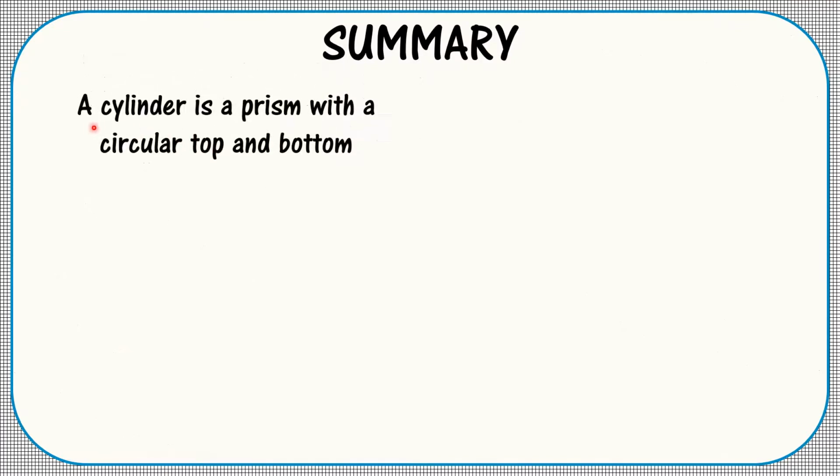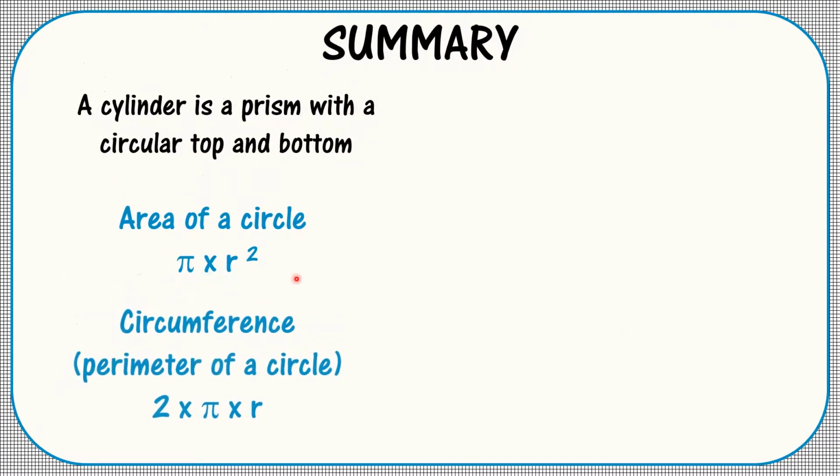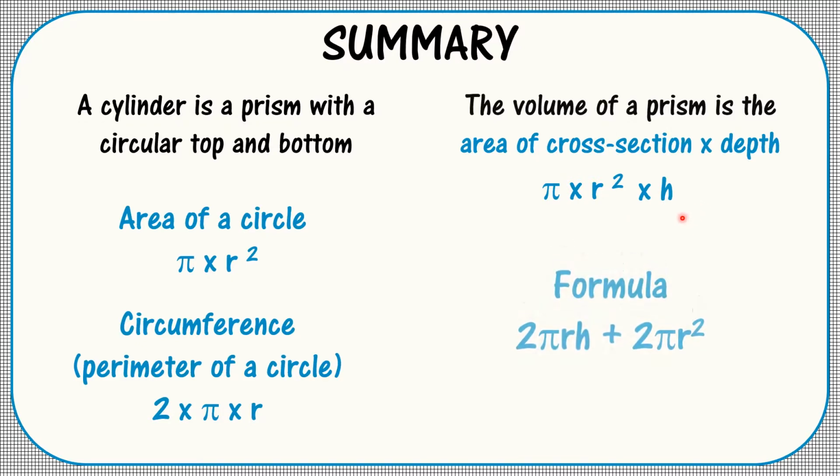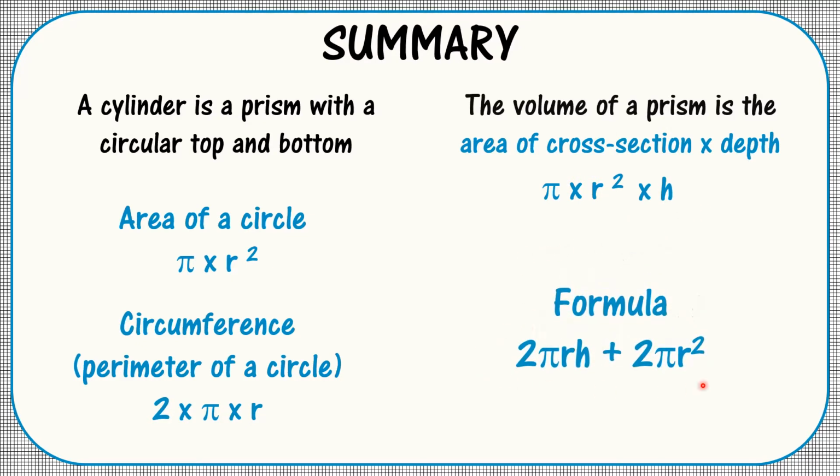So here is a summary page of what we have gone through today. We have gone through what a cylinder is. We have gone through how to work out the area of a circle, how to work out the circumference of a circle, how to work out the volume of a prism. We have been given a formula to work out the volume of a cylinder. We also have a formula for the surface area of a cylinder.